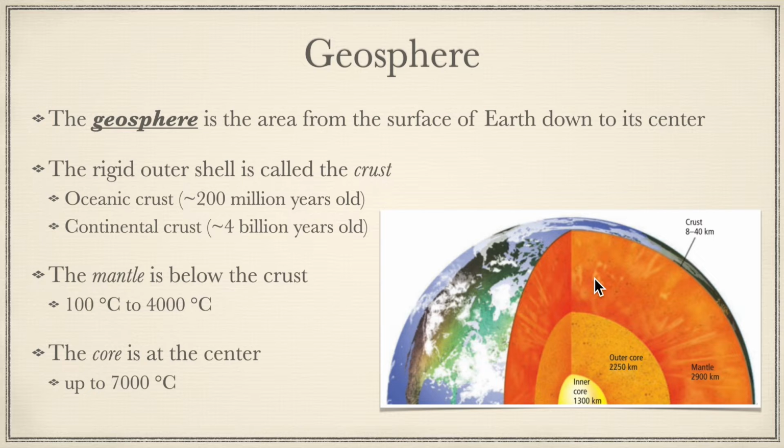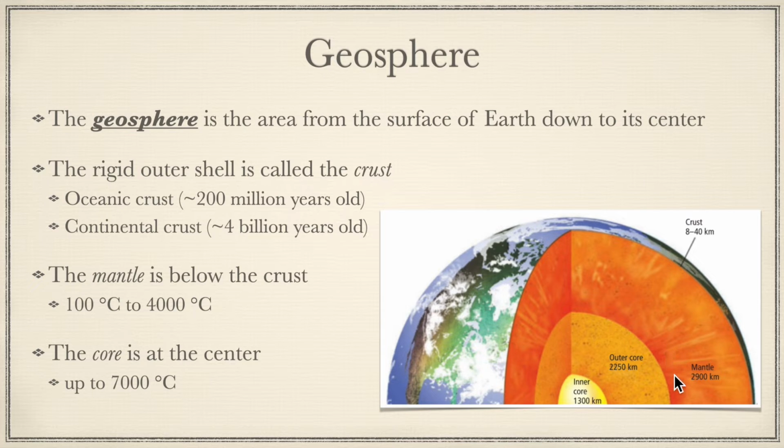The continental crust is thicker and about 4 billion years old. Not really on average, but the oldest parts are about 4 billion years old. The mantle is below the crust. So the mantle is down here. It's about 2,900 kilometers thick. And the temperatures there range anywhere from 100 degrees Celsius to about 4,000 degrees Celsius in the mantle. You have a lot of molten rock here.